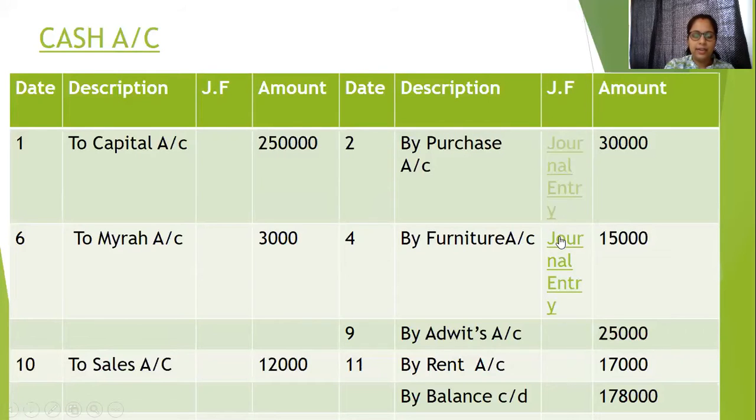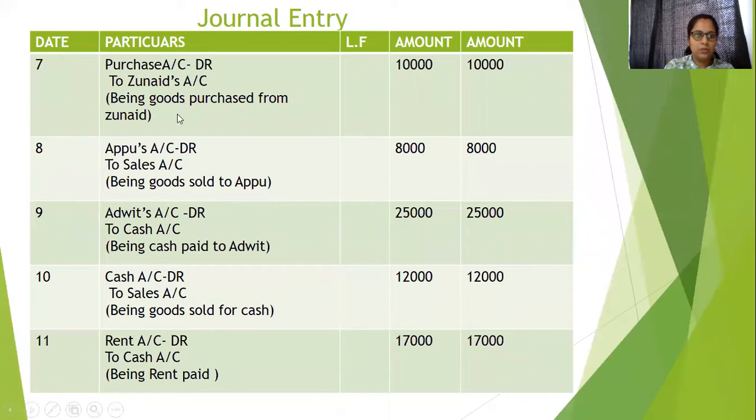We will check for entries in the journal. Here also, a cash related transaction, yes. In the 9th entry we see Advit's account debited to cash account. Okay. Why is cash credited? Because we are paying cash to Advit. Since we are paying cash and here the cash is decreasing, we will write it on the credit side. Why is cash decreasing? Because we are paying to Advit. So we will write by Advit's account in our cash book.